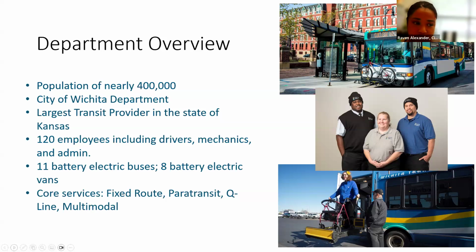We have 120 employees, which include drivers, mechanics, and admin staff. We have 11 battery electric buses, and recently 8 battery electric vans for our paratransit were delivered, so we're getting ready to put those out on the streets. Our core services are fixed route and paratransit. We have a Q line, which is our downtown circulator. And we also do multimodal, so we do parking, bike and pedestrian, scooters, and bike shares, all of those fun things within our department. Next slide, please.